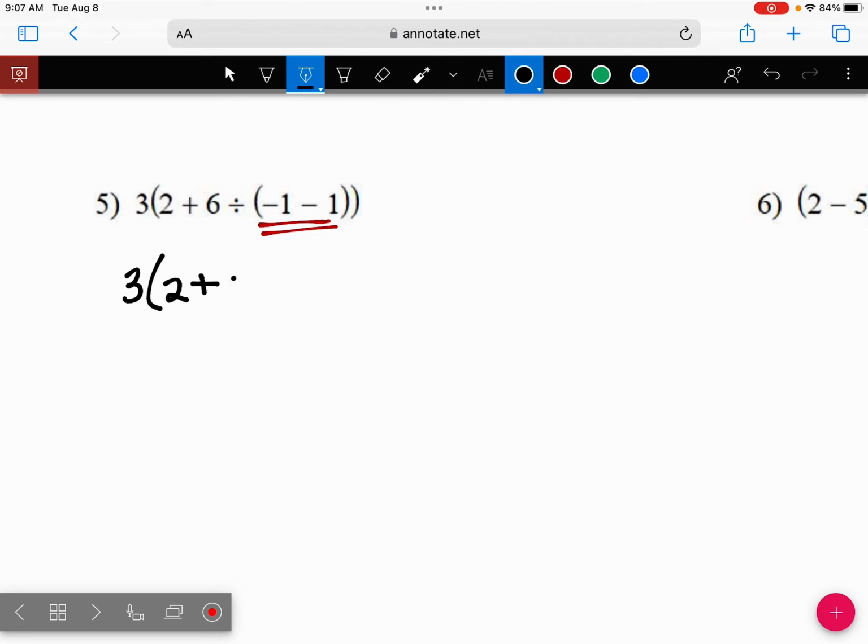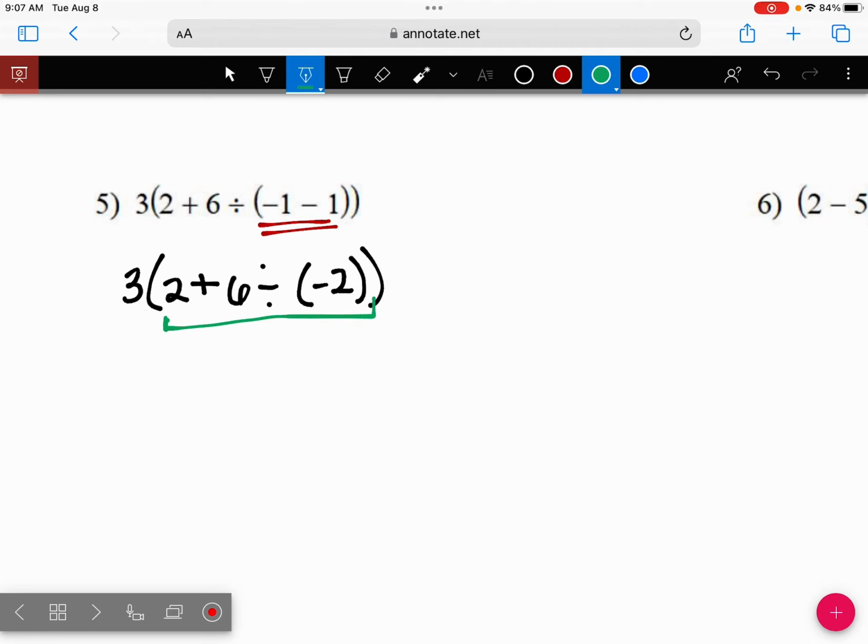And this is what you're going to need to do when you take your skills check. So if you only give me an answer, you do not get points. I need to see how you got your answer. So now we still have parentheses, so we're still going to work inside of our parentheses.